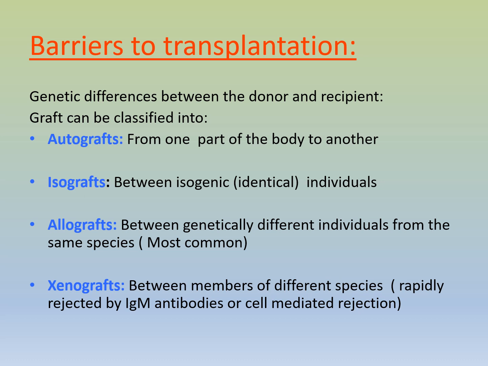Further, moving on towards the last type, which is xenograft. Xenograft is the transfer of organs or tissues between members of different species. In this case, the species is also different, not only from one individual to another, but also from a different species that the transplant is being performed. In this case, there is a rapid and very fast rejection by the IgM antibodies or the cell-mediated rejection process.